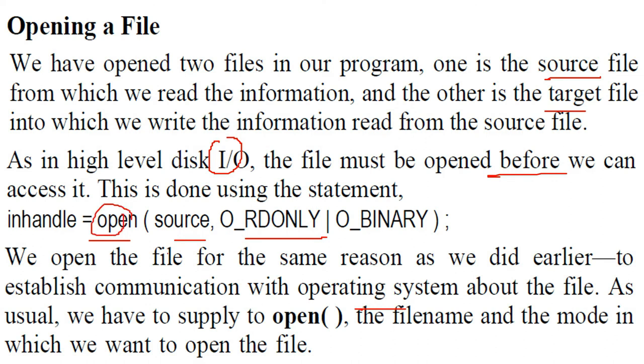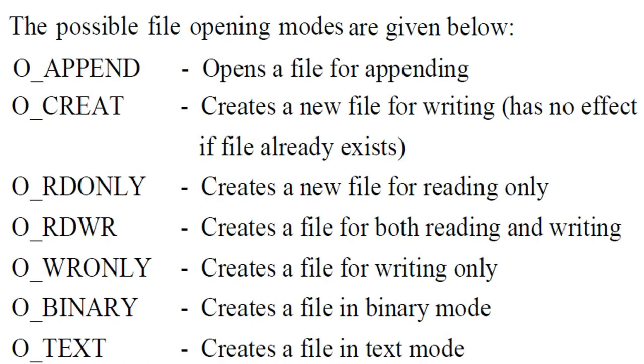The file name first of all, and then the modes in which we want to open the file. So these are the possible modes, opening modes in the low level operations. O_APPEND is opening a file for appending. This is creating a new file for writing, creating a new file for reading only, creating a file for both reading and writing, O_RDWR.